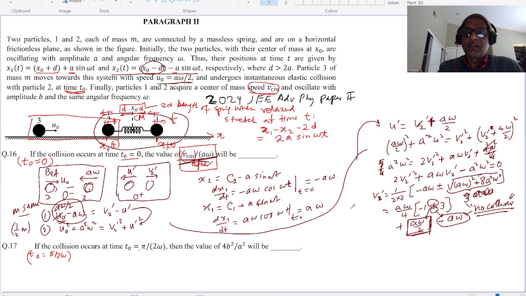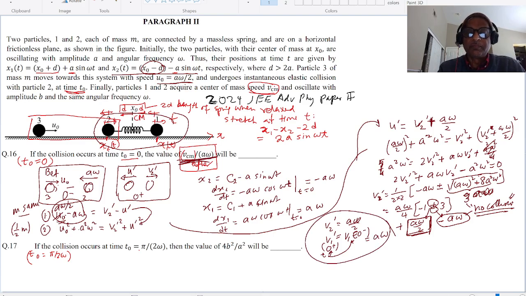That's the answer. So we got v2 prime equals to a omega over 2, and v1 prime is same as v1 before. So this is 0 minus, and this is 0 plus for the time, and that was a omega. So now from this we get the Cm.